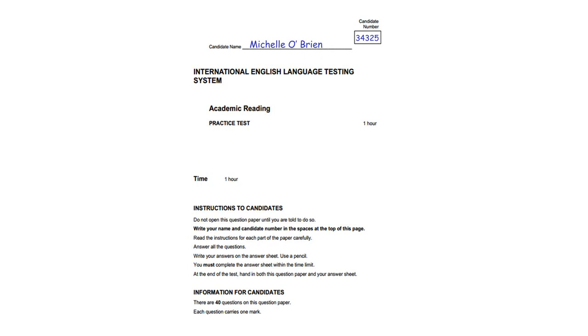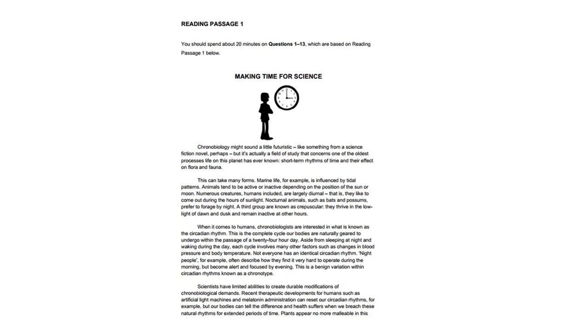Use a pencil. You must complete the answer sheet within the time limit, which is 60 minutes, which again is something you already know. At the end of the test, hand in both the question paper and your answer sheet. Once you have read these instructions, we will begin. So first we have the reading passage 1.